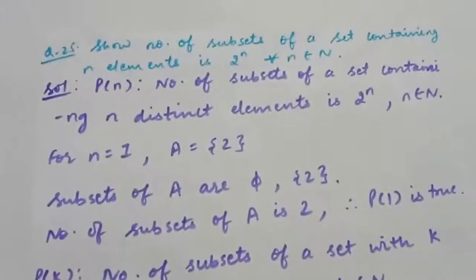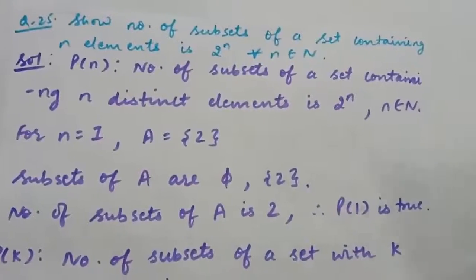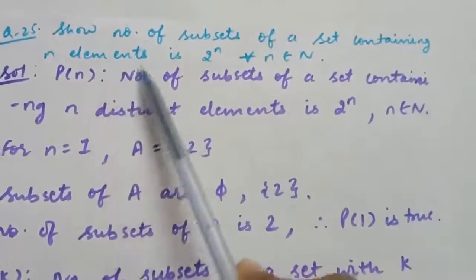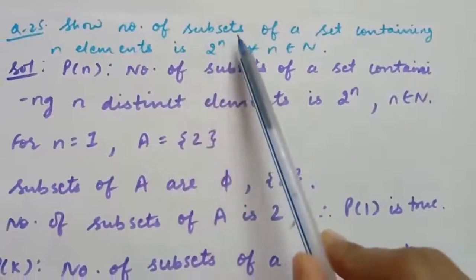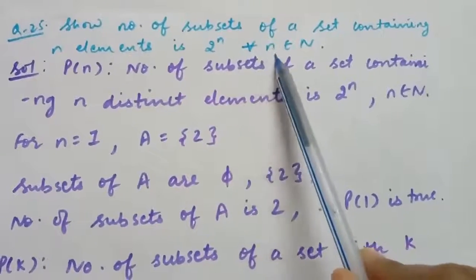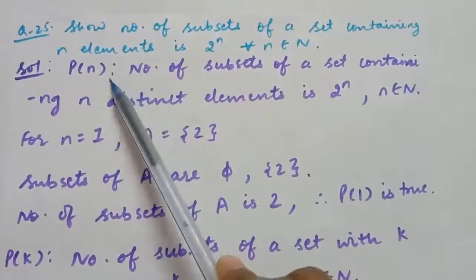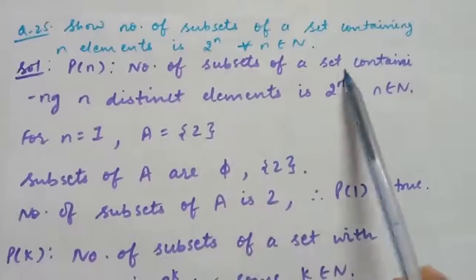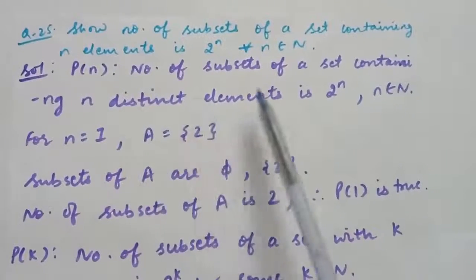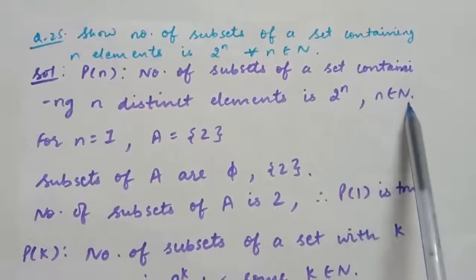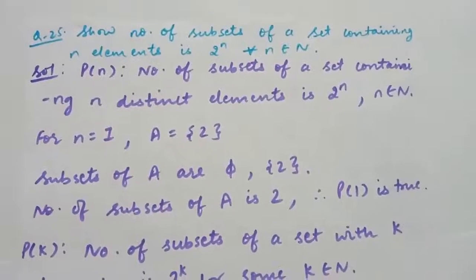Now question number 25: show the number of subsets of a set containing n elements is 2 raised to the power n for all n belongs to natural number. So let this statement be Pn, that the number of subsets of a set containing n distinct elements is 2 raised to the power n, n belongs to the natural number.